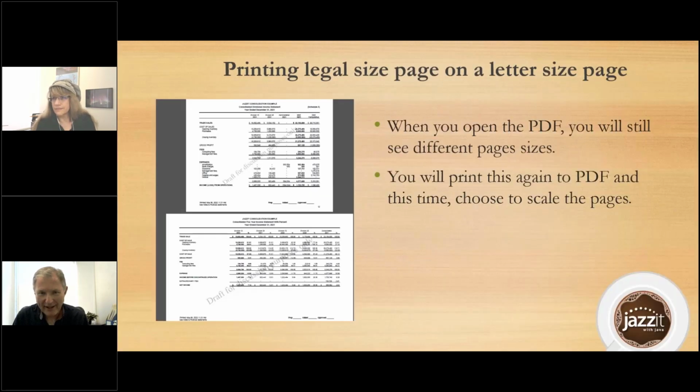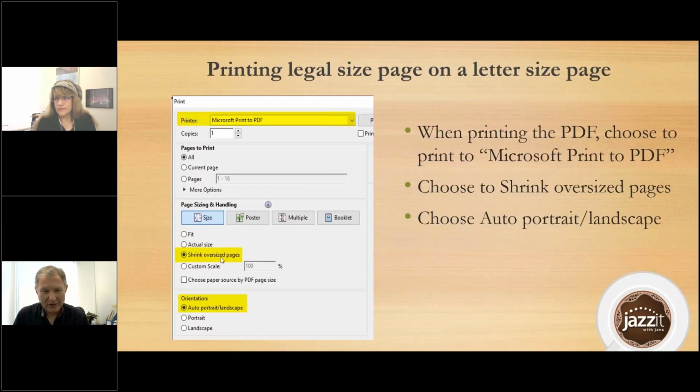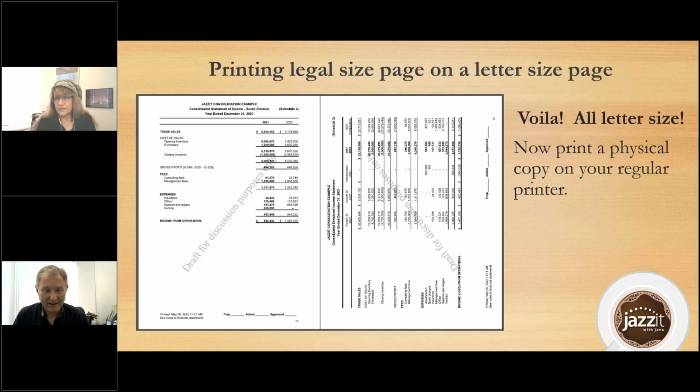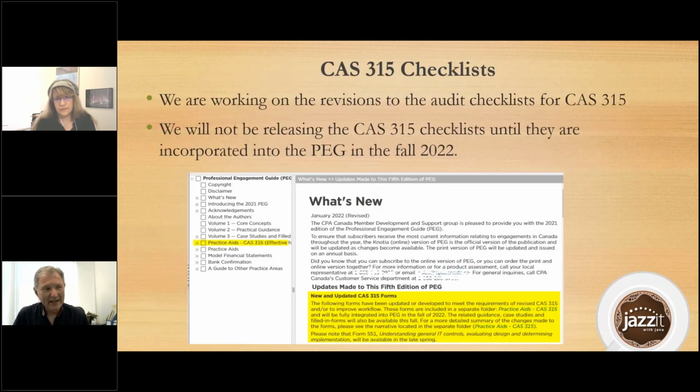And let's go back in here. So when we open the PDF, you will see different size pages still, because it printed it out just like it would on the printer. But then we see there's an option here to shrink the oversized pages, which will get us all on letter size pages. Okay, nice and easy. And there you see it has scaled that one page to fit. And we're on to our next topic. That wasn't too hard, right?